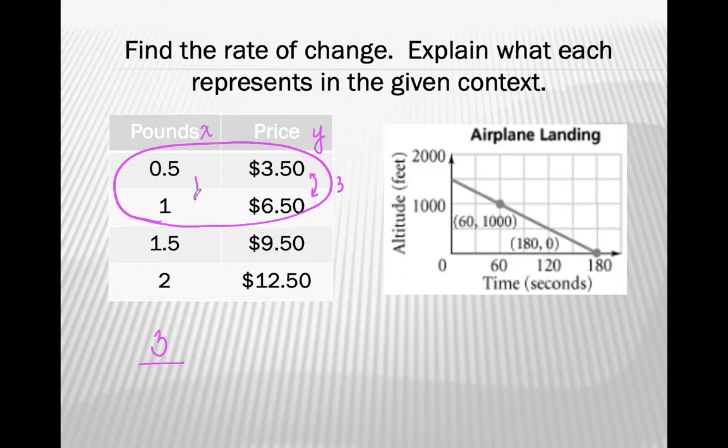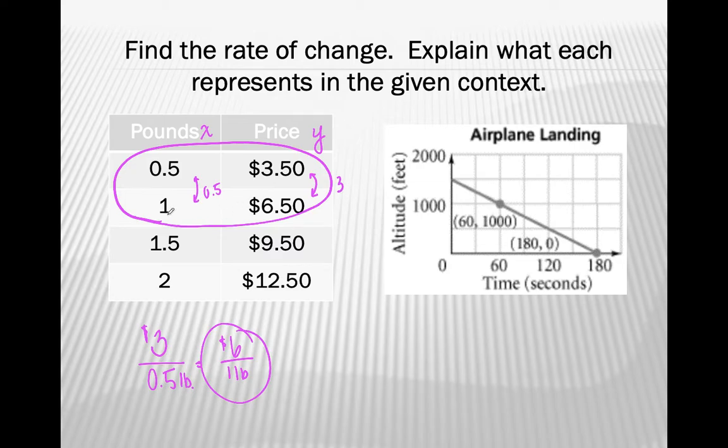Then we want to do the same thing on this side. The difference from a half to 1 is a positive increase of 0.5. So we have a difference of $3, so our y is dollars, and we have a difference of a half a pound. If we divide 3 divided by a half, we get $6 per 1 pound is our rate of change, $6 per pound.